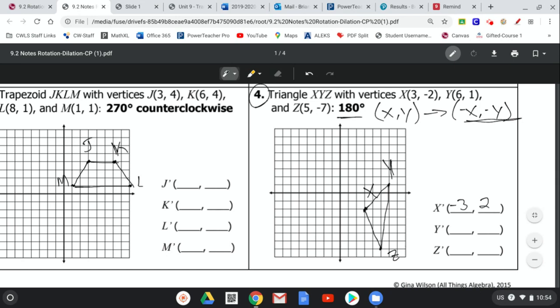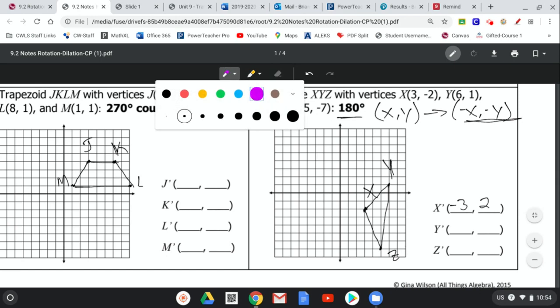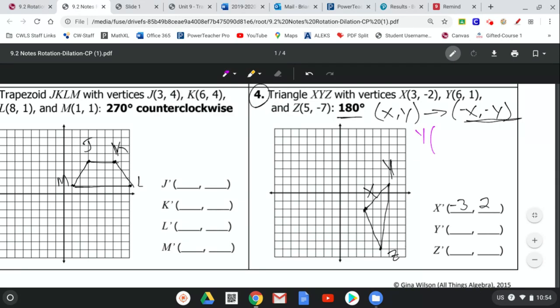If we move on to y, y is at 6, 1. All we have to do to find the coordinates for y prime is change these to -6, -1. That's all we're doing. So y prime is going to be -6, -1. All right, and the last one is z. So z prime is going to be at 5, -7.